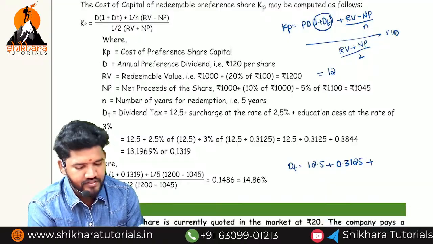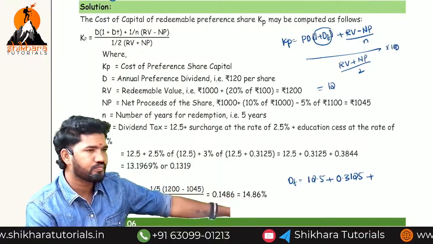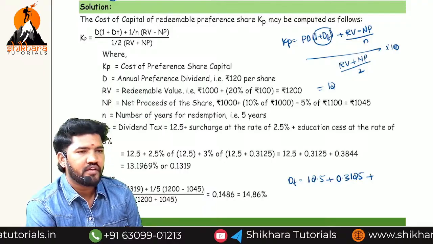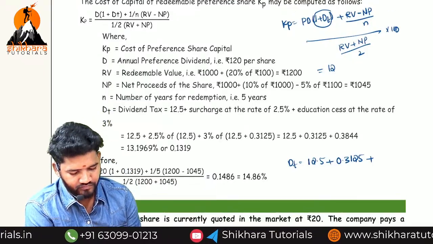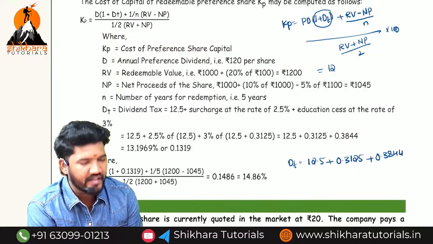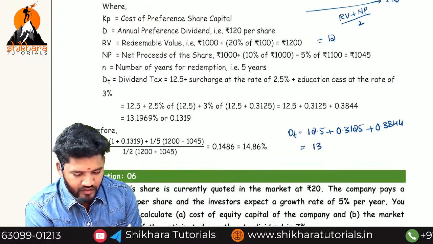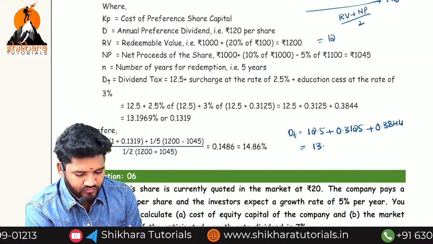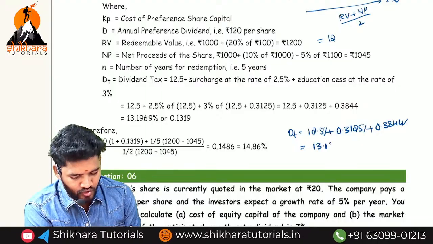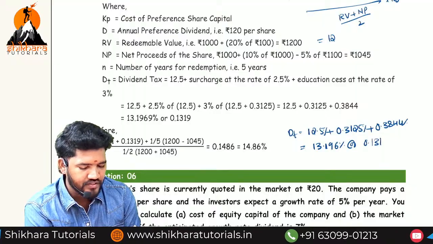How much? 0.3125. Plus, this education cess you have to apply on what value? The sum of these two. Now sum these two: 12.5 plus 0.3125 into 3%. That is 0.3844, I think they consider rounding to 4 places. Now sum all this: 13.196%. Can I take it as 0.13196?